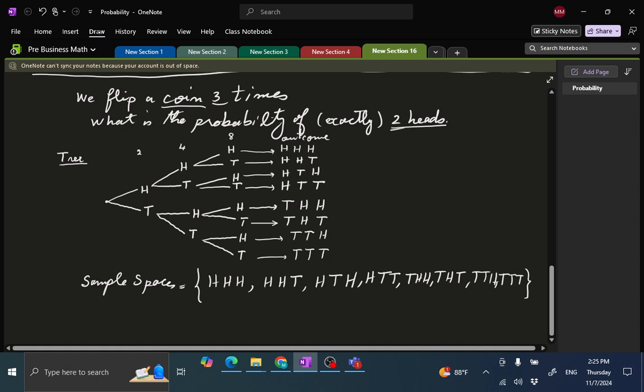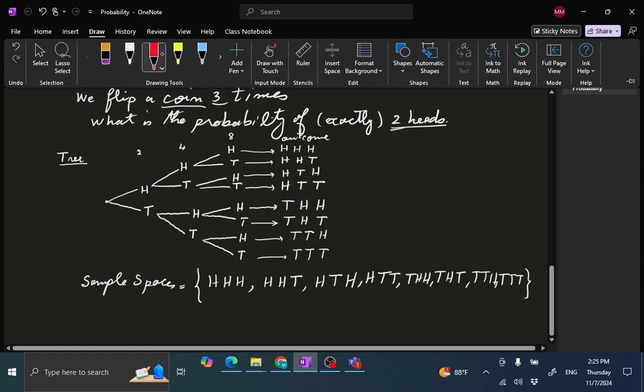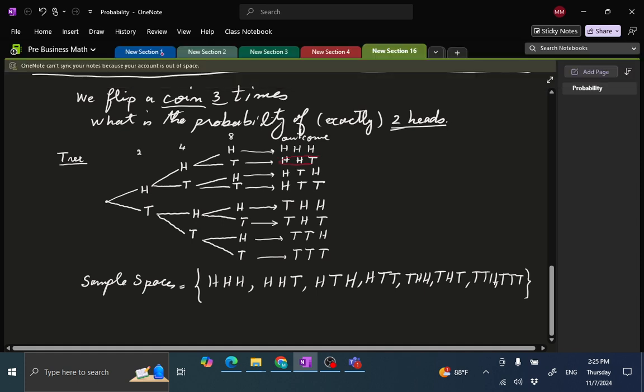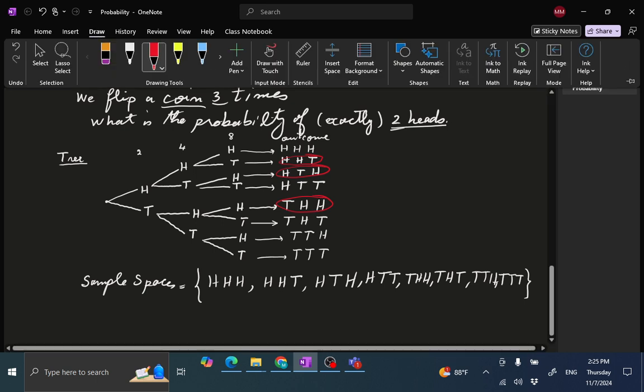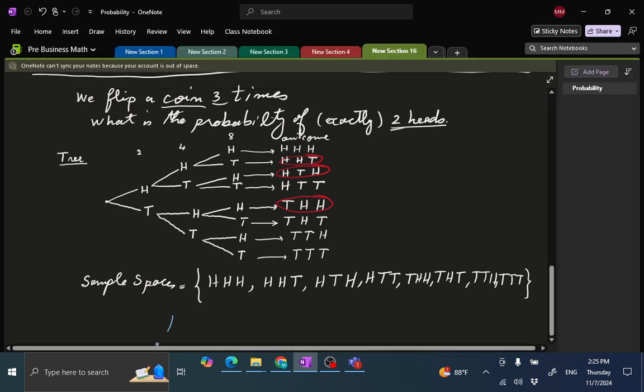Well, exactly 2 heads. Who are these? Let's just mark them. Exactly 2 heads. So this is a possibility. This is a possibility. This one isn't. This is another possibility. So the probability of, I can write, the probability of 2 heads in 3 tosses of a coin.